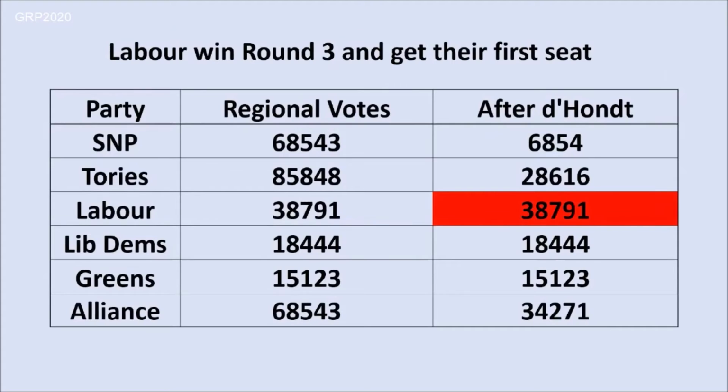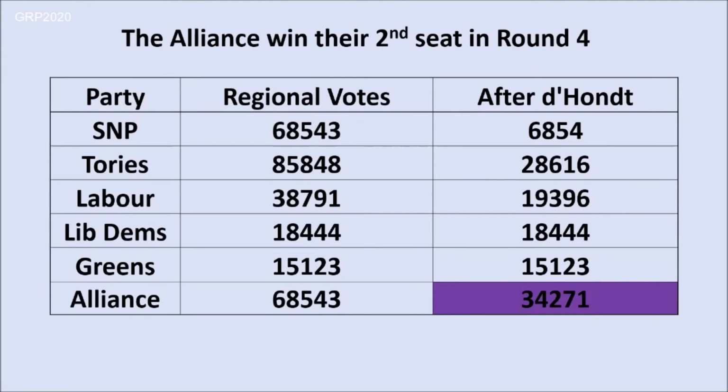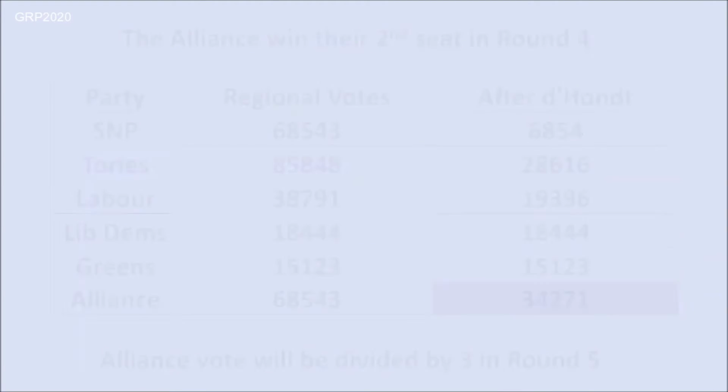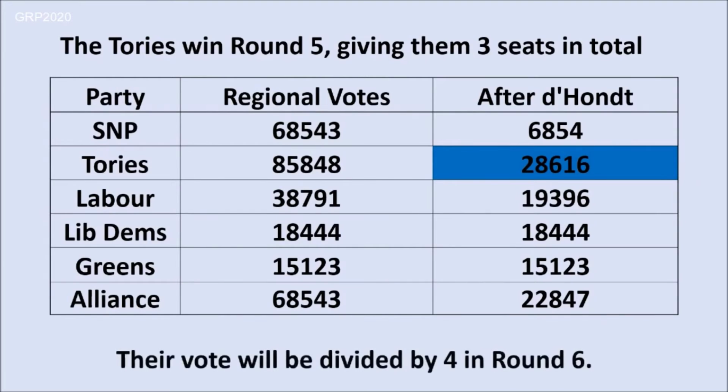Labour win round 3 and get their first seat. Labour's vote would be divided by 2 in round 4. The Alliance win their second seat in round 4, and the Alliance vote would be divided by 3 in round 5. The Tories win round 5, giving them 3 seats in total, and their vote would be divided by 4 in round 6.